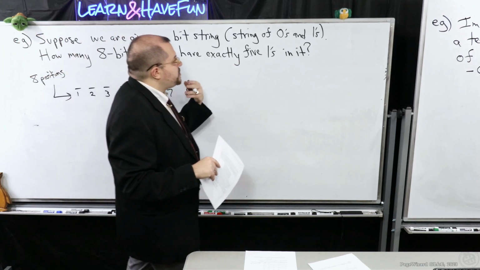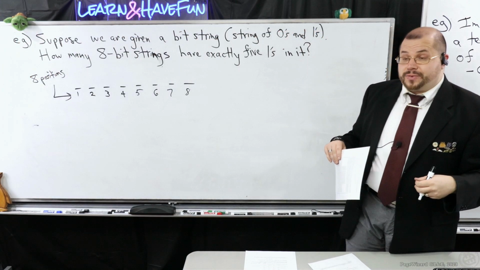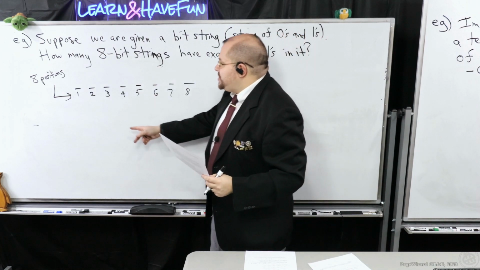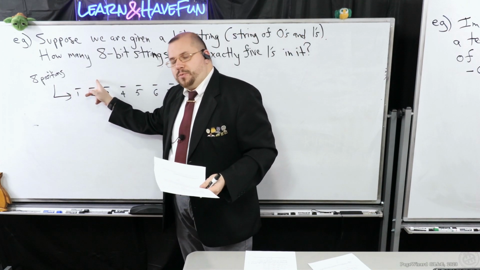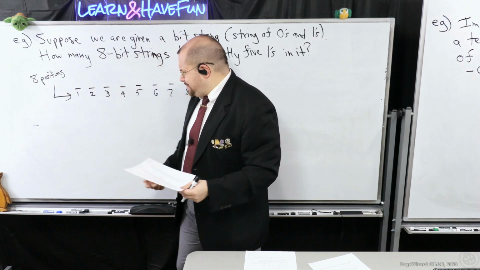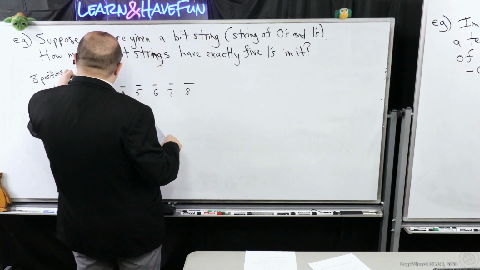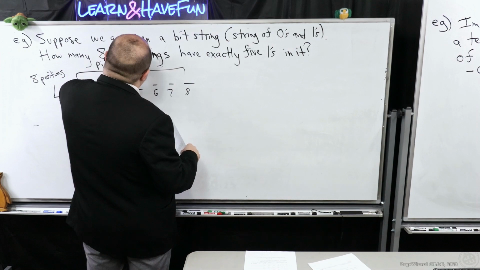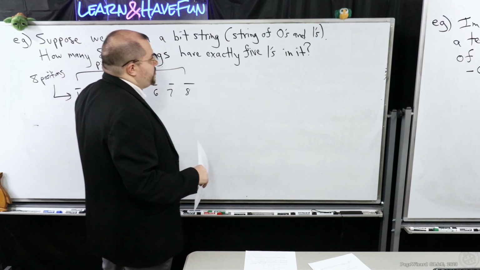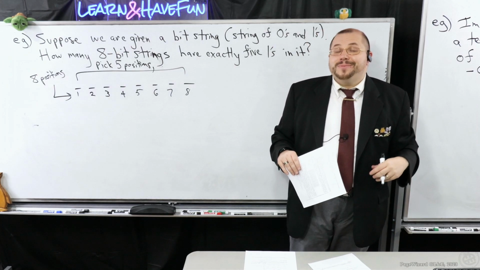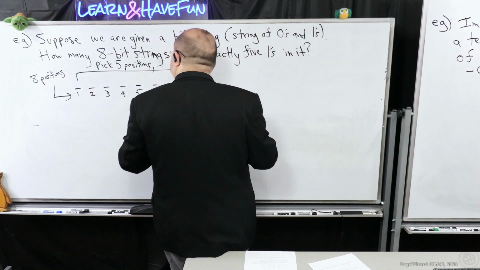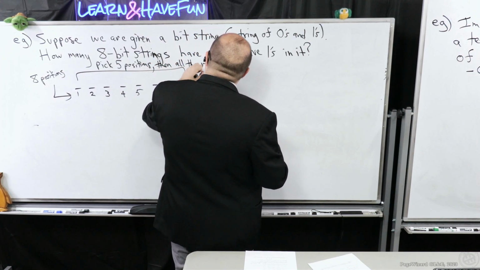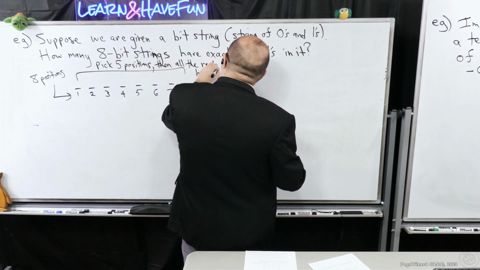And the thing is, there's supposed to be exactly 5 ones in the string. So instead of thinking of it like, oh, well, this position could have a 1 or a 0, this could have a 1 or a 0, this could have a 1 or a 0, instead, what happens is you pick 5 positions. What do you know about the other positions? If you put a 1 in 5 of the positions, it means all the other ones are going to have zeros in them, correct? So pick 5 positions and all the rest have zeros.